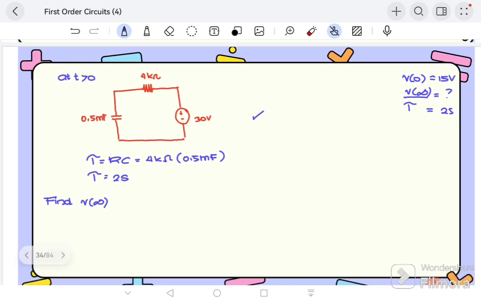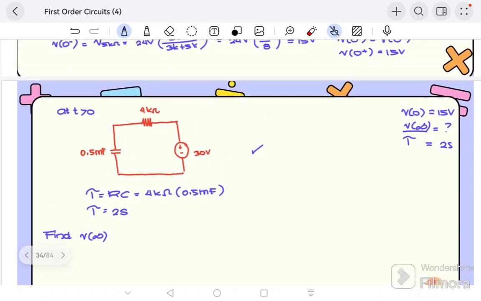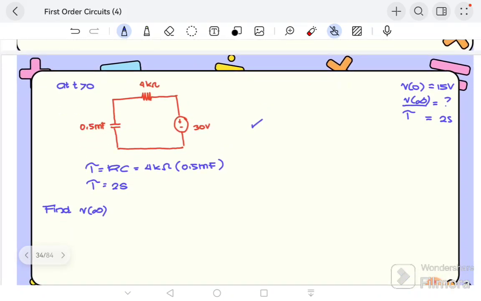After t equals 0, since it has been connected for a long time, the voltage across the capacitor has reached its maximum value and will no longer change. As a result, dV/dt is equal to 0. That is, the voltage is not changing with time. And thus, IC equals C dV/dt, and since dV/dt equals 0, IC is also 0. So, we replace the capacitor with an open circuit.